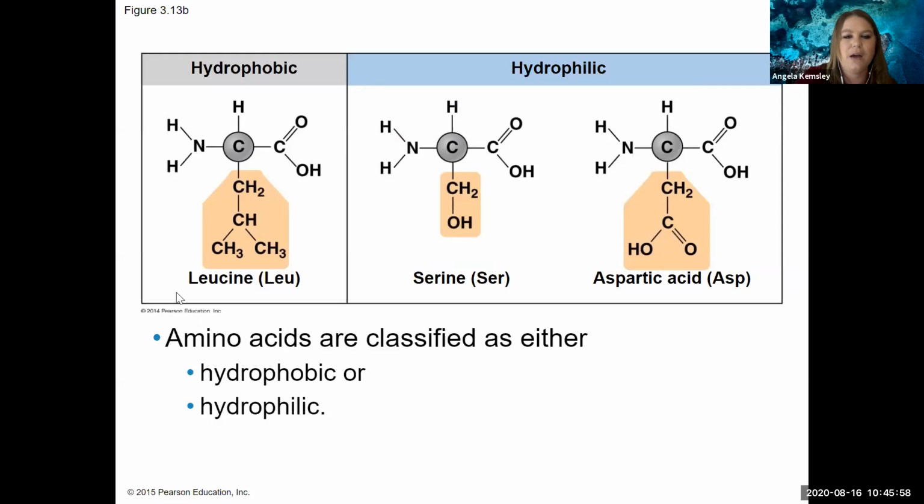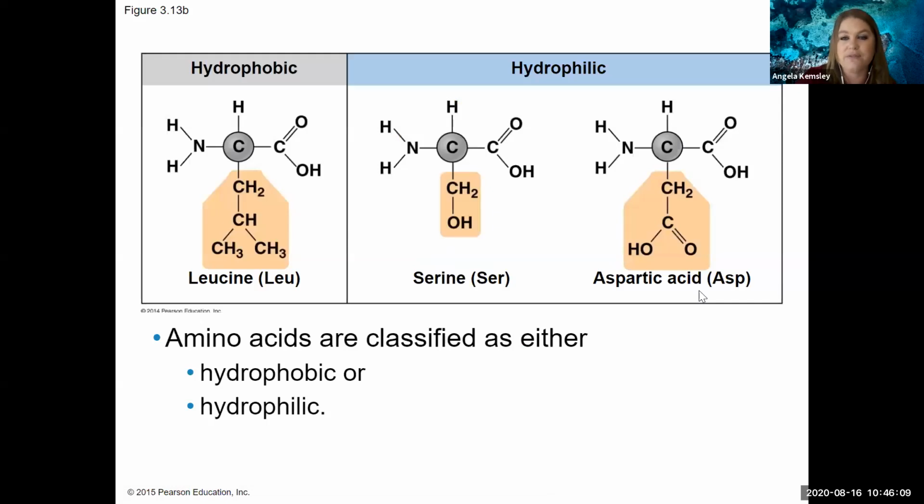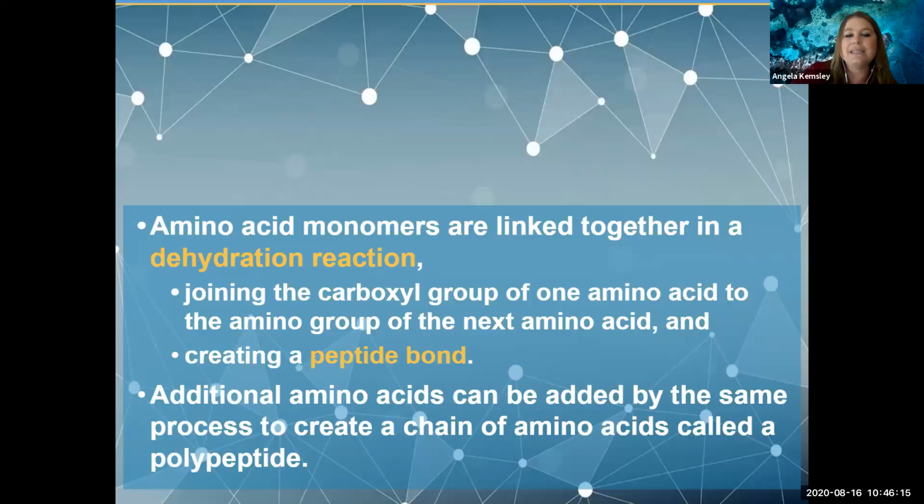So amino acids are classified as either hydrophobic, like leucine here, or hydrophilic, like serine and aspartic acid. Again, remember, hydrophobic means water-fearing. Hydrophilic means water-loving. Amino acid monomers are linked together through those dehydration reactions that are going to join the carboxyl group of one amino acid to the amino group of the next amino acid. This creates those peptide bonds that I mentioned earlier. Additional amino acids can be added by the same process to create a chain of amino acids that we call a polypeptide.